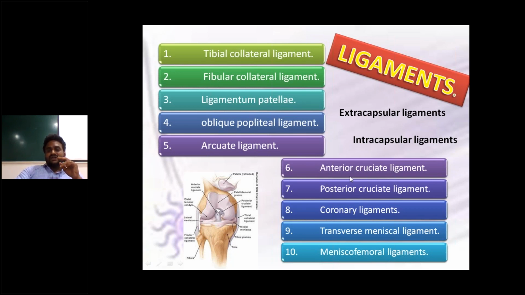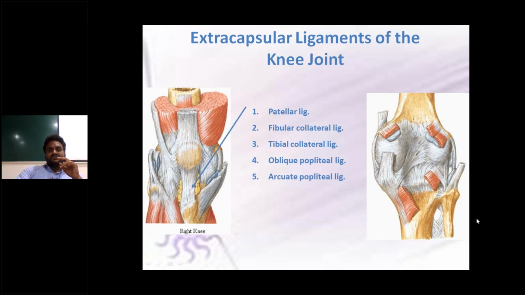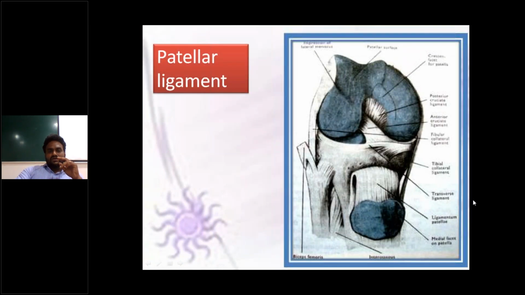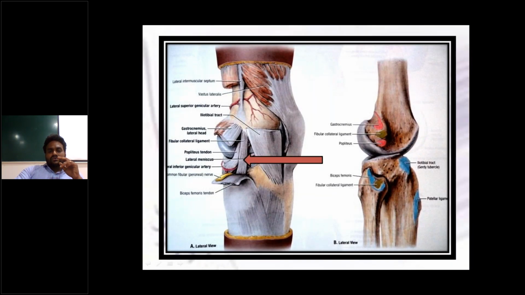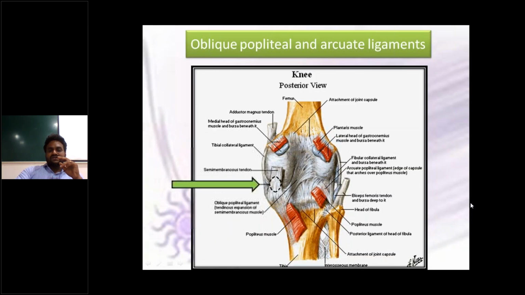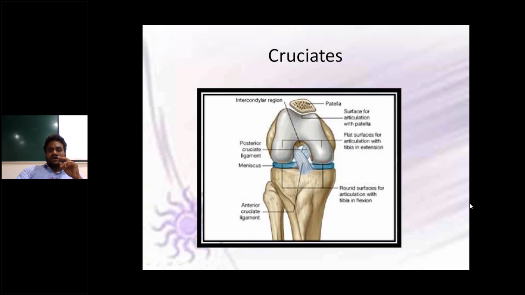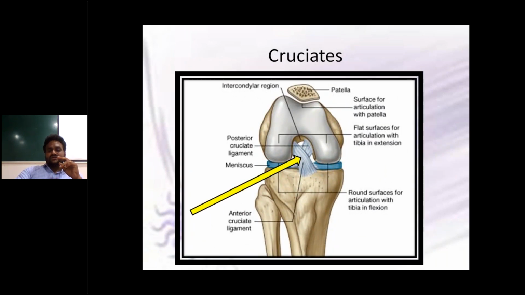Also among the intracapsular ligaments, the cruciate ligaments are very important, because they are present at the middle of the knee joint, inside the capsule but outside the synovial membrane. In this picture we can see all the 5 extracapsular ligaments. This is the ligamentum patellae, and these are the medial and lateral collateral ligaments, which we are studying in detail. And there are 2 cruciate ligaments, anterior and posterior.